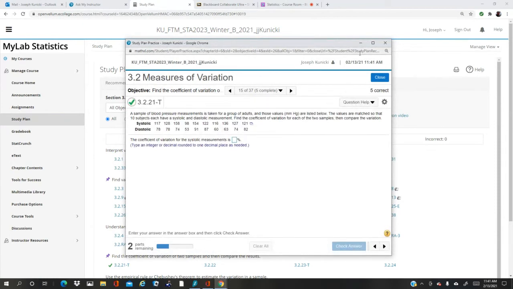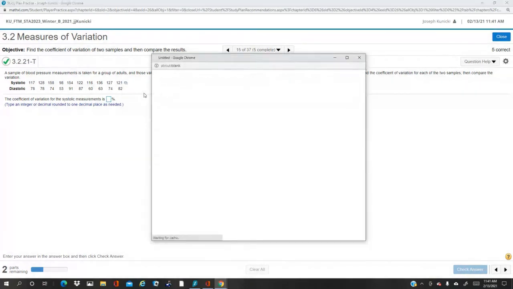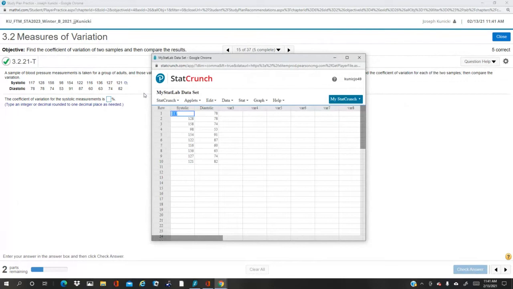So, the coefficient of variation is just a measure of the effectiveness of the data compared to other data sets. So you have two different data sets here, diastolic and systolic, and the coefficient of variation is the standard deviation divided by the mean. So since they're samples, it'll be S divided by X bar, and then it's turned into a percent. So I open this up in StatCrunch, and I'll have two columns, and they're labeled systolic and diastolic.